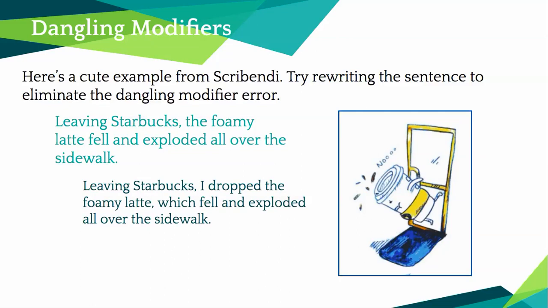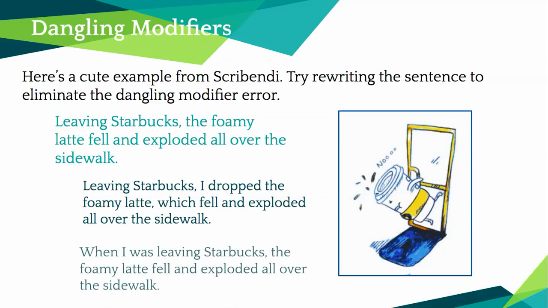So one option might sound like this. Leaving Starbucks, I dropped the foamy latte, which fell and exploded all over the sidewalk. Another option might be this. When I was leaving Starbucks, the foamy latte fell and exploded all over the sidewalk. We could also say, when I was leaving Starbucks, I dropped the foamy latte, and it exploded all over the sidewalk. So there's more than one way to rewrite these to fix these errors, but these are your basic choices. Regardless of which method you choose, you want to make sure that the modifier you choose is placed as closely as possible to the word being modified so that there's no confusion for the reader.